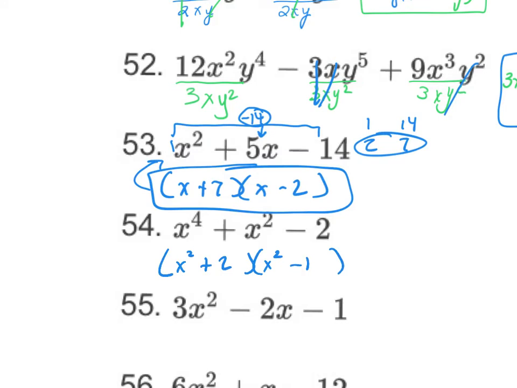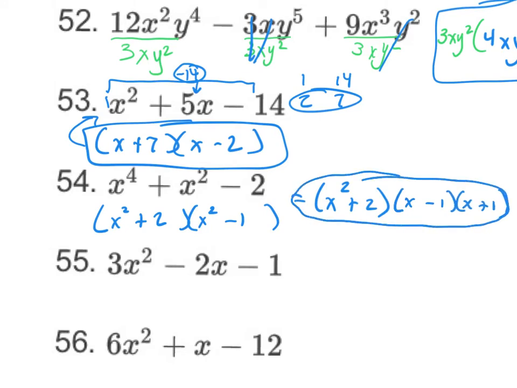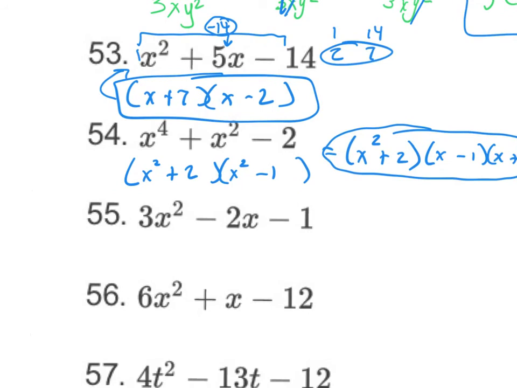Now I have to say, okay, am I completely factored? X squared plus 2 does not factor anymore. That's it. But is x squared minus 1 the difference of perfect squares? And yes, it is. X times x gives me x squared, and then I have minus 1 plus 1. So you always have to check when you have a binomial, check to see if it's the difference of perfect squares, if you can make it any smaller.